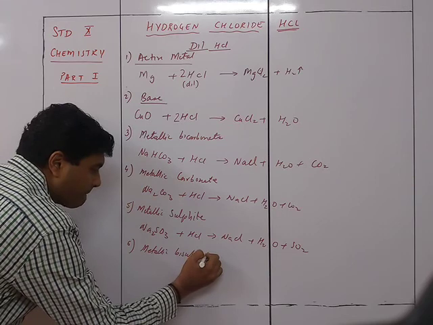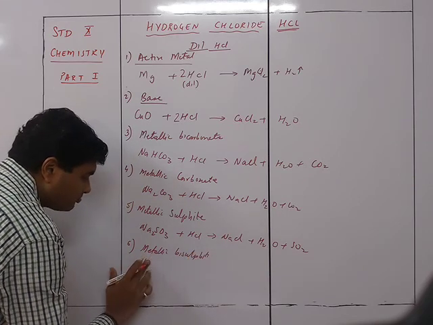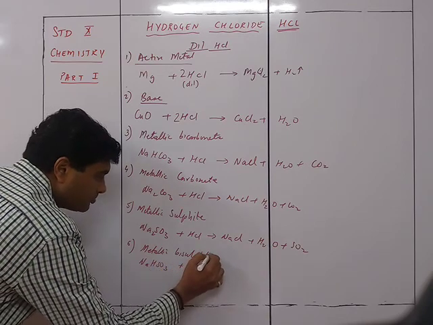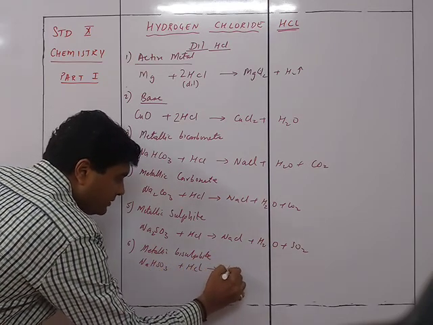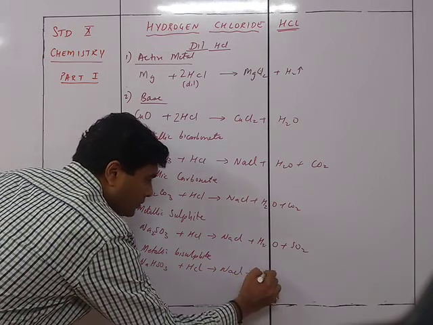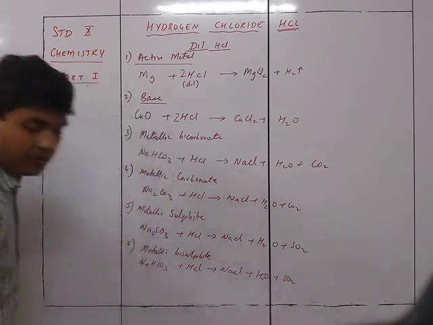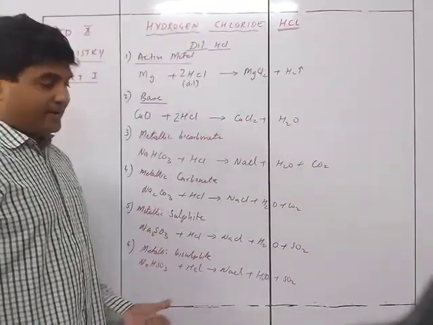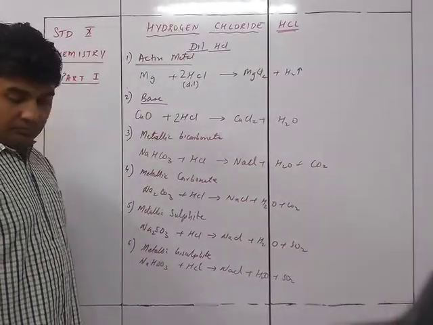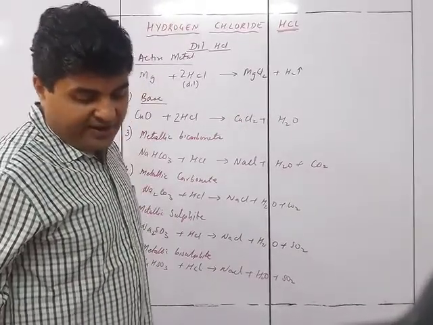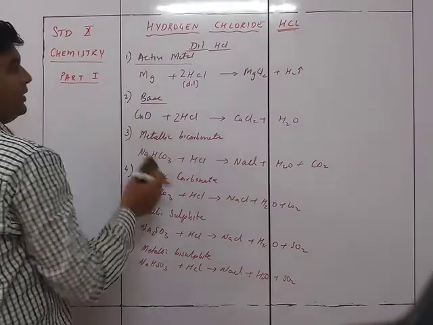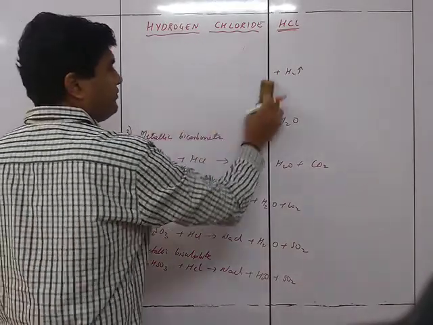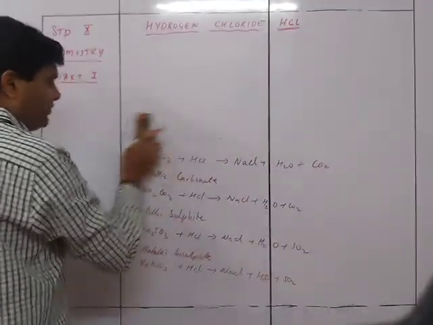The sixth one will be metallic bisulfite: NaHSO3 plus HCl will give me NaCl plus H2O plus SO2. So the same reactions in both the cases. Not the same reactants, but the products are the same. We now move on to sulfides. It's very simple now. There is nothing difficult. It's very important, in fact.